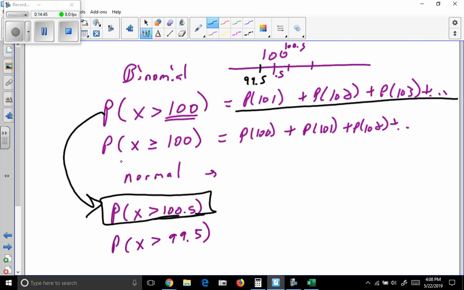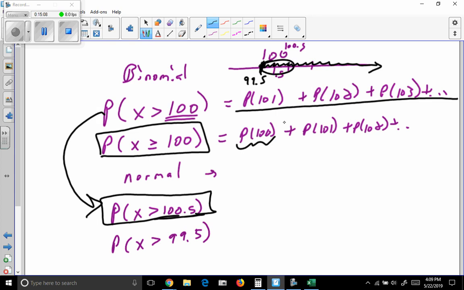If we were doing the probability that x is greater than or equal to 100, we want 100 to be included. So if we started at 100.5, part of 100 has been excluded. So we would start at 99.5 so that by the time we accumulate everything to the right, 100 has been included and all of the values to the right of 100.